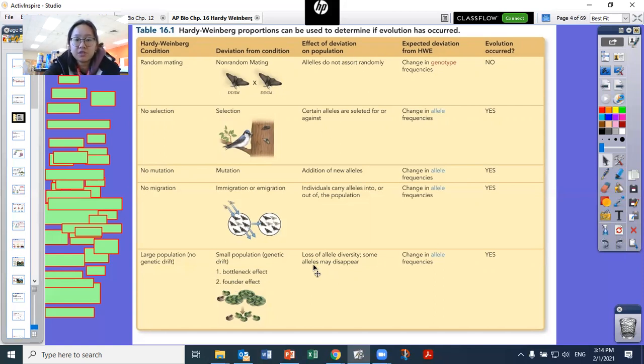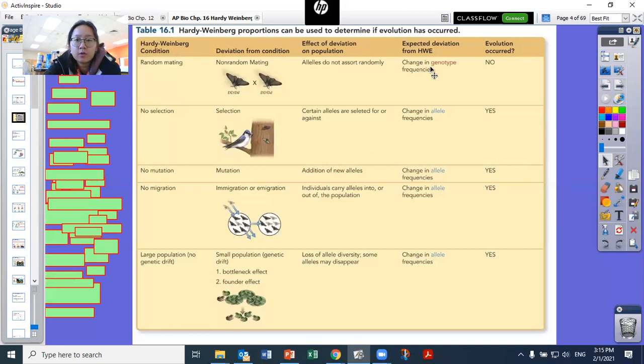So the effect of this deviation of population is loss of allele diversity. So if you lose a large part of the population and you only have a small part left, then you might be losing some alleles entirely, or you might be dramatically shifting the original ratio of the alleles, right? And like I said, some alleles may completely disappear. So the expected deviation from Hardy-Weinberg equilibrium will cause changes in allele frequencies. And yes, evolution has occurred or it will occur.